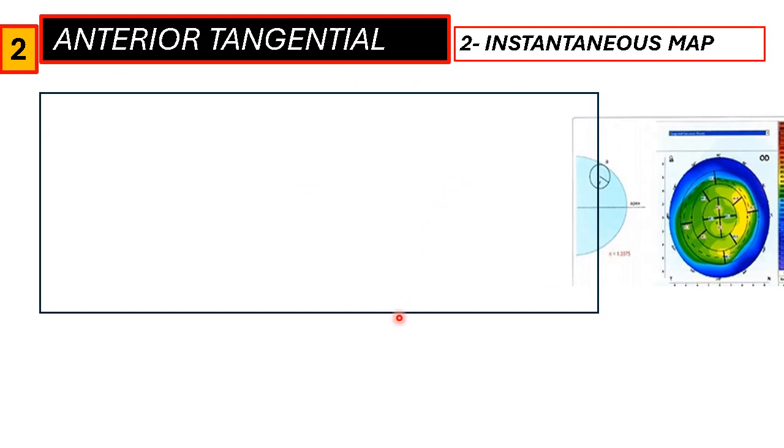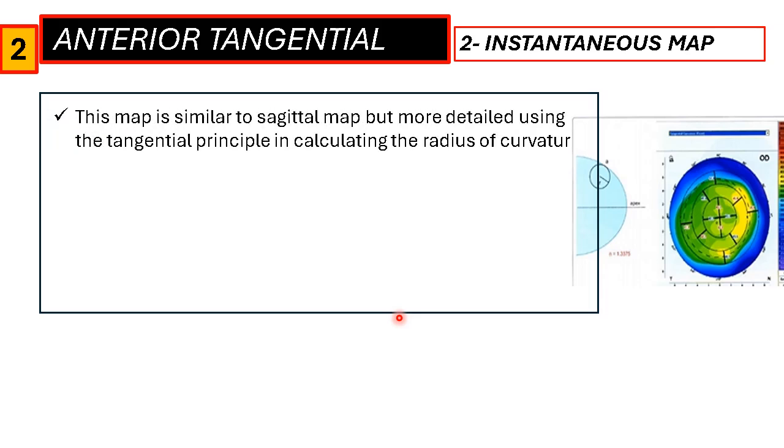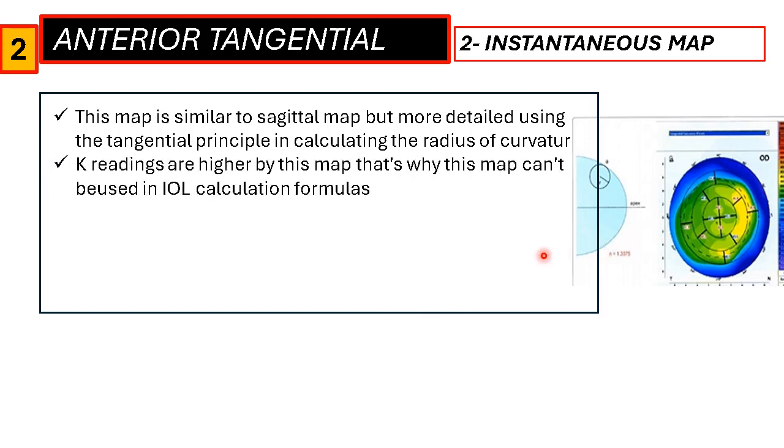The second most common curvature map after the axial map is the anterior tangential map, also known as the instantaneous map or the local map. Why is it called the local map or the instantaneous map? Because it gives more detailed information on each and every point in the cornea. I will explain how this happens, and that's why the map appears noisy and full of information. It also does not undergo peripheral smoothing as happens in the axial map.